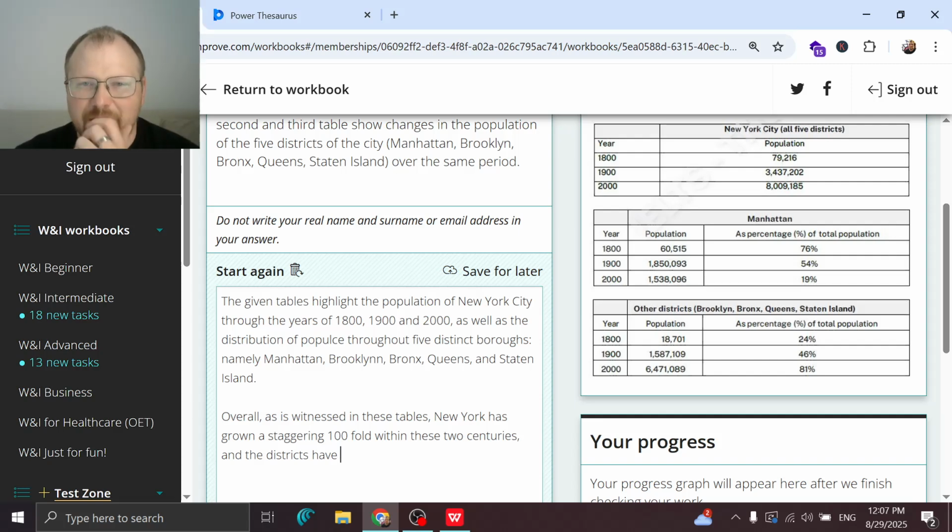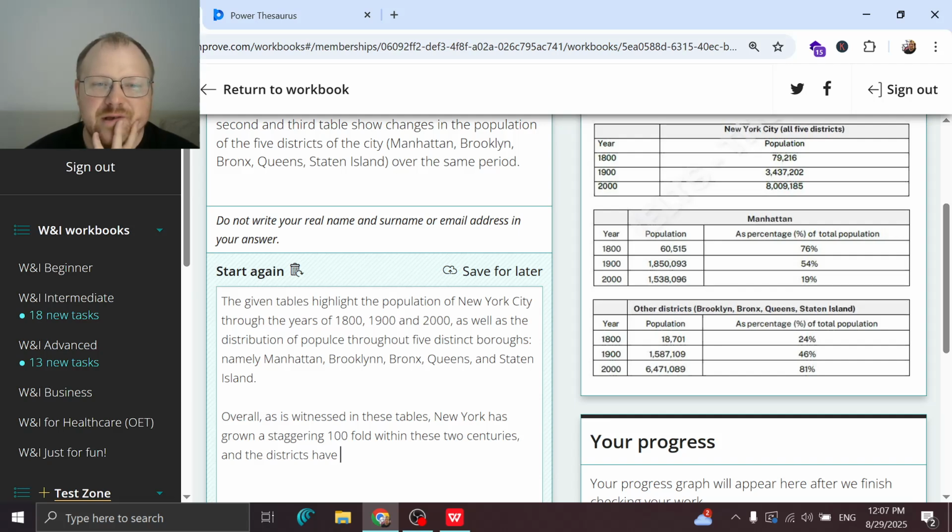What is the best term here? New York has grown to a staggering 100-fold, right? Because it went from 80,000 to 8 million. So this is 100 times more people.